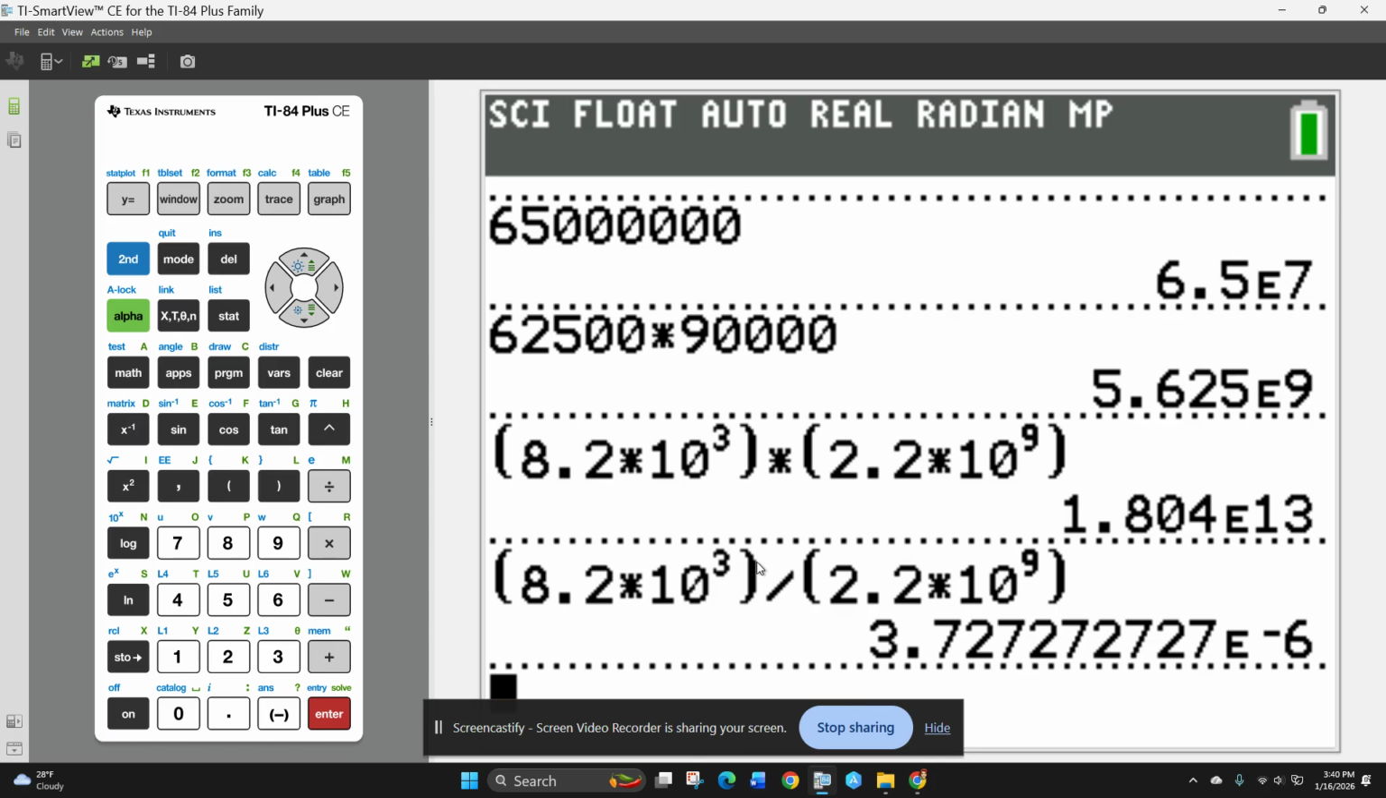Go through in your notebook, note that mode button, and then try those examples down at the bottom. Please make sure you're not using E in your final answer. Whenever you go to your answer, we can still round to the hundredths. For this example, I would make it 3.73 and then times 10 to the negative 6th. Make sure you're not using E in your final answer.